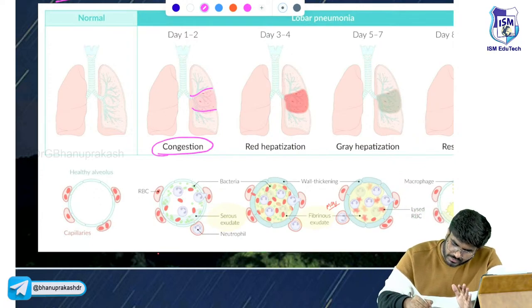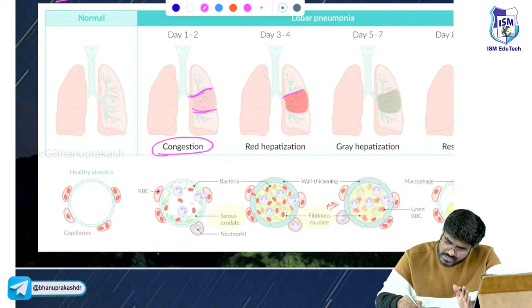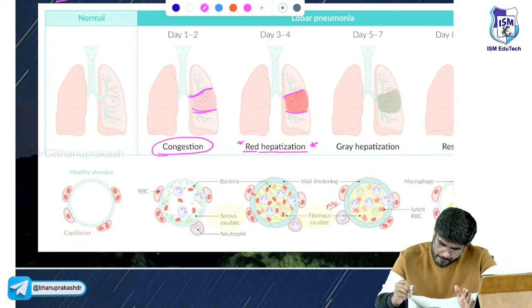Arrange in order. Congestion. Okay, so fluid is getting accumulated over there. Now, the next phase is called red hepatization. Now, the lung is going to look like a liver. So, hepatization. Red hepatization. Okay.